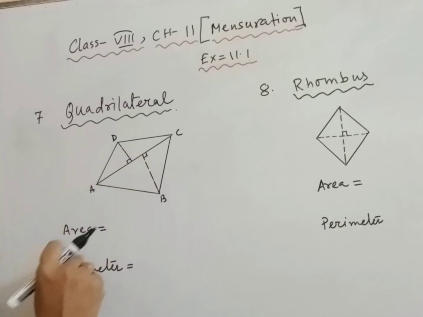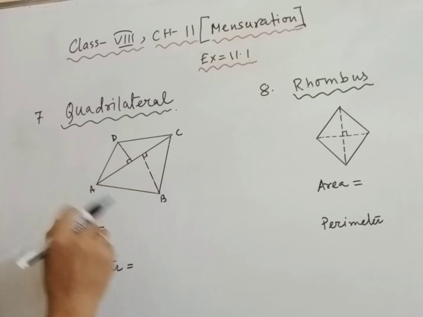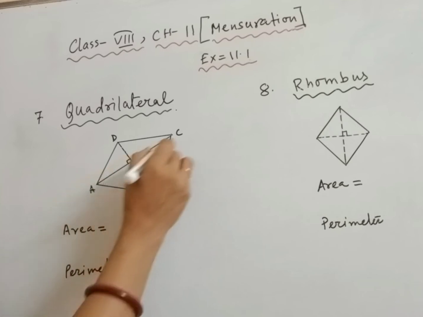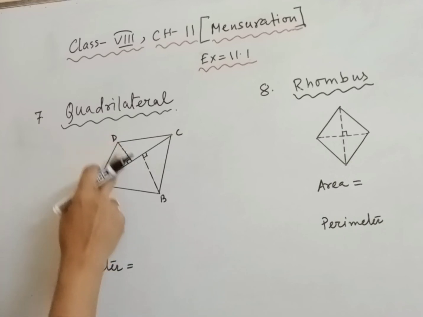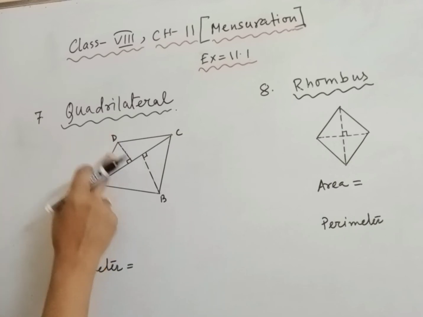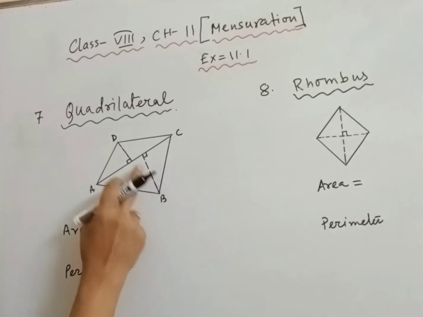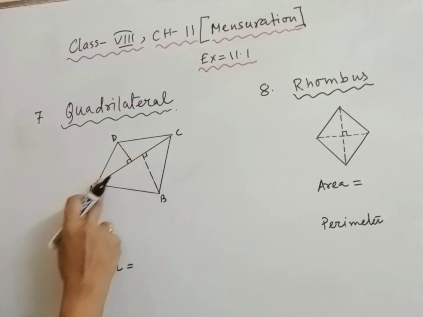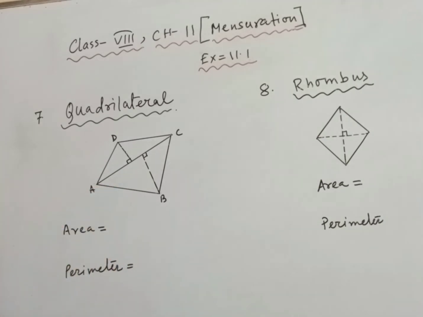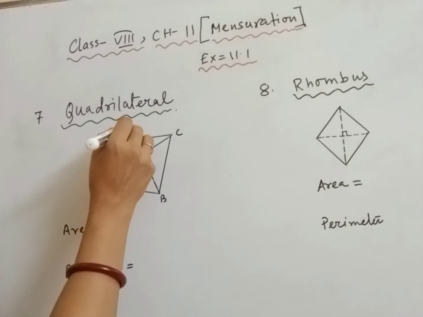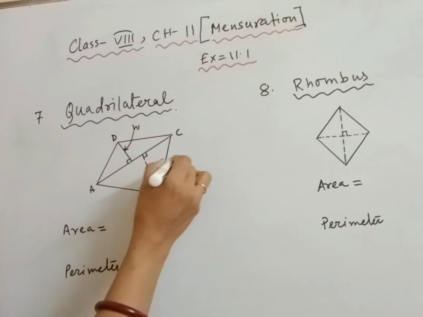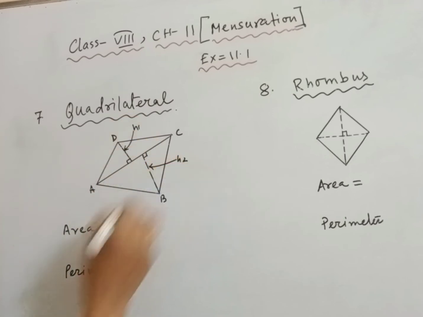if you want to find the area of a quadrilateral, and in this quadrilateral one diagonal is given, and the height from one vertex on this diagonal is given, and another height is given on this diagonal, then in this condition you can find the area of this quadrilateral. Say it is height 1, and we are taking this one as height 2. So what will be the area of this quadrilateral?